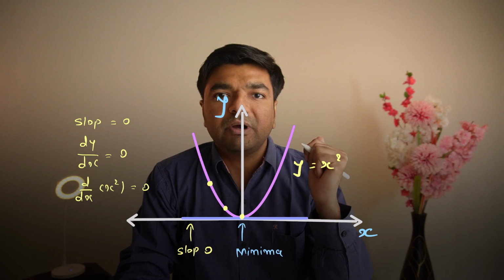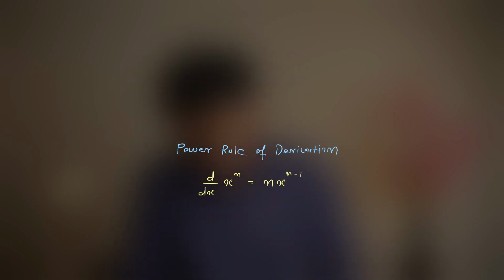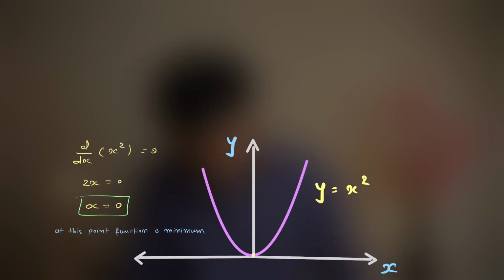Now let's understand the power rule of derivation. d upon dx of x raised to n is equal to n into x raised to n minus 1. And if n is equal to 2, then it will become 2x. At this point the slope was 0, so 2x is equal to 0 and eventually x becomes 0. So at the point x is equal to 0, the function is taking its minimum value.